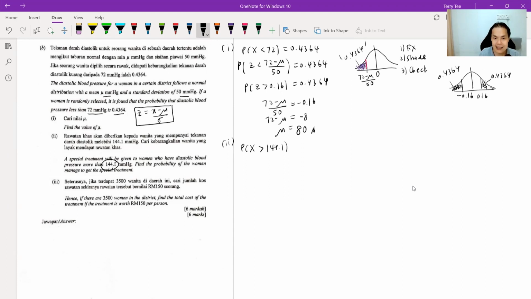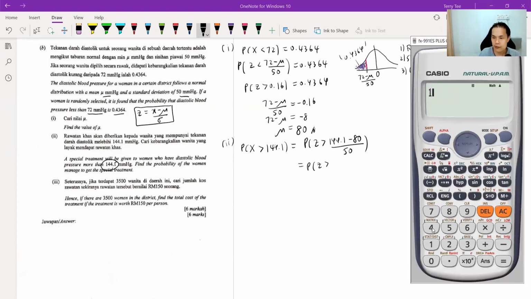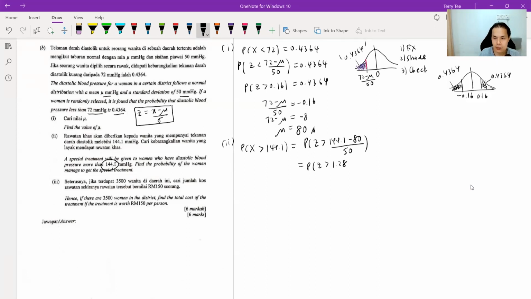So this one is quite easy, just standardize it. When you standardize it, x converts to z, you minus your mu and divide by the standard deviation. So this is z more than 144.1 minus 80, divided by 50. So what do you get? 1.282. So we know this one, 1.282. Okay, let me write it nicely here. 1.282.